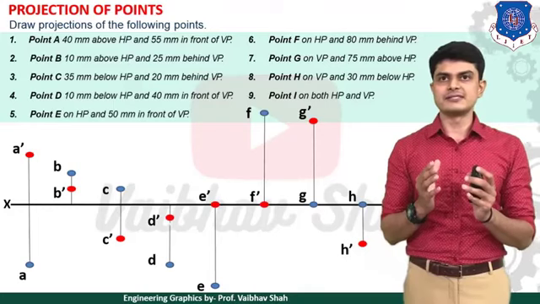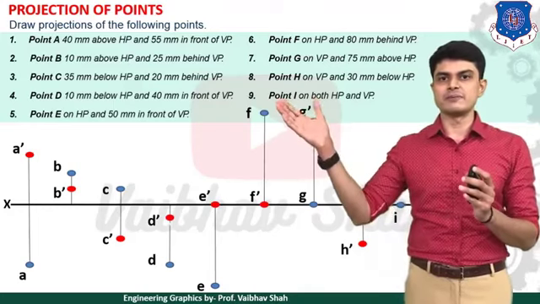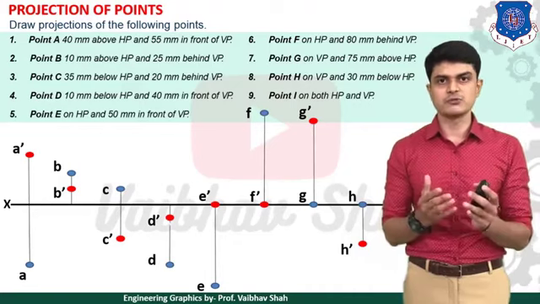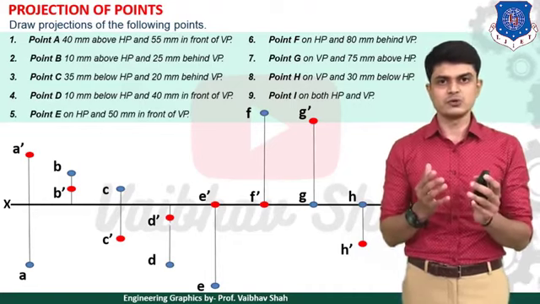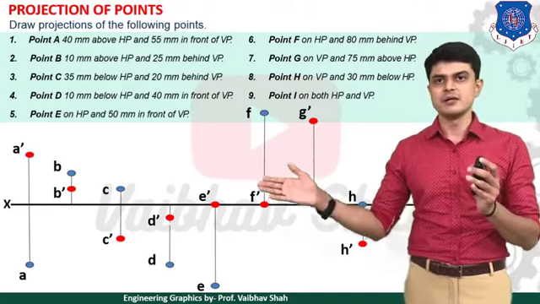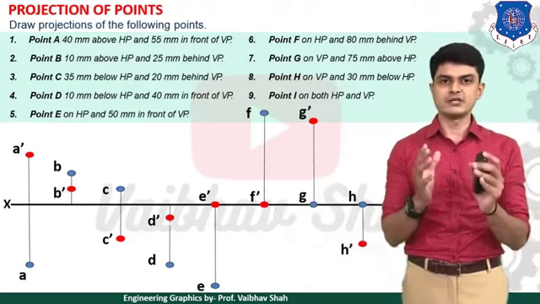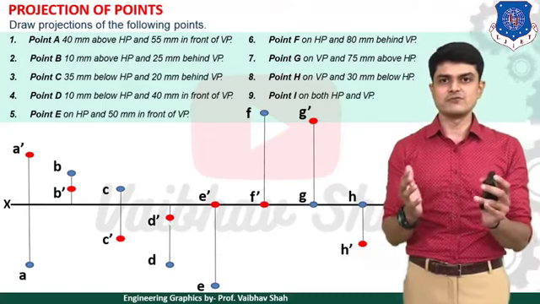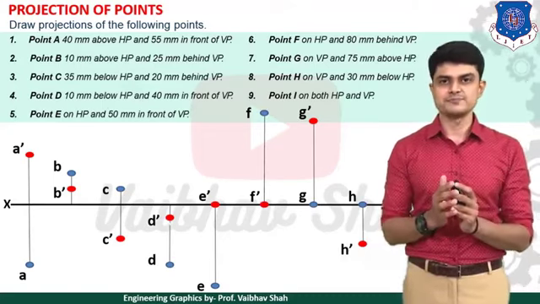Then after, it says 40 mm in front of VP. So in front means what? Also below XY line. So we need to draw your point without dash. So point D would be 40 mm below your XY line. We need to darken the points, and everything else should be as light as possible.